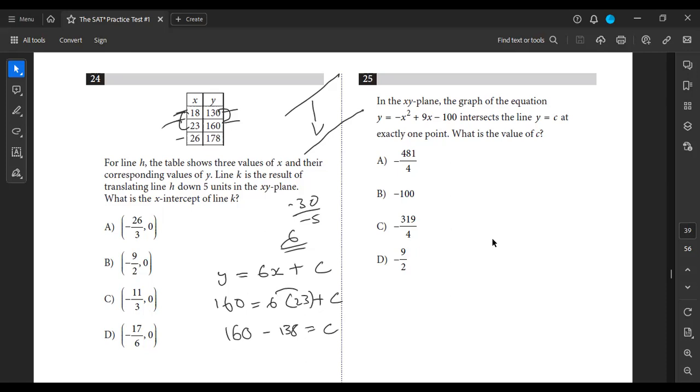So if the y-intercept is 22 for H, K is H but 5 units down. Which means for K, our y-intercept is going to be 22 minus 5. This was 22. For K it's going to be 17, because it's 22 minus 5. Is that okay? Yep.